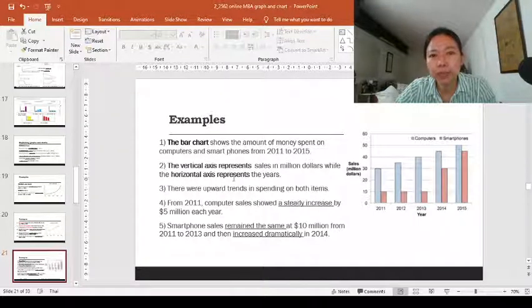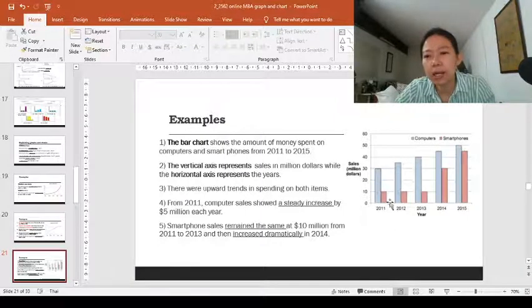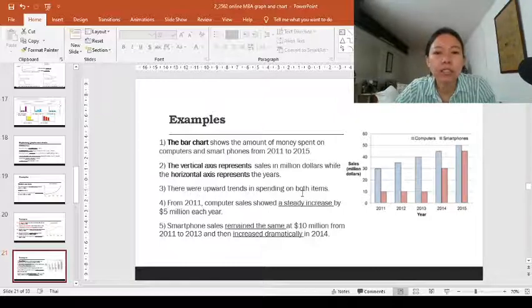So you would say something like, the vertical axis represents sales in $1,000,000, while the horizontal axis represents the years. And then you have two bar charts. The blue bar chart represents the computers, and then the pink bar chart represents smartphones. And in the next sentence, there was an upward trend in spending on both items. This is the overview of the results. So both the computers and smartphones have upward trends.